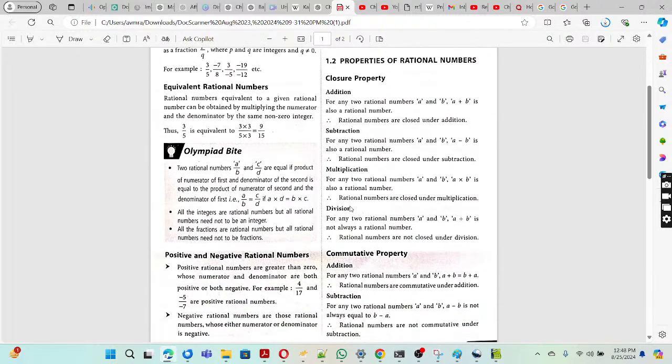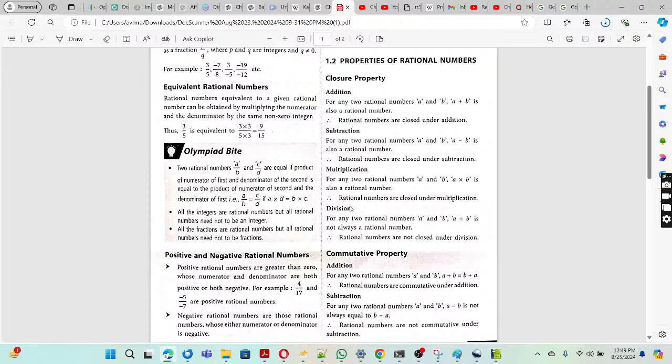Some important facts which you need to remember: two rational numbers a by b and c by d are equal if the product of the numerator of the first and the denominator of the second is equal to the product of the numerator of the second and the denominator of the first. For example, a by b equal to c by d means a into d equals b into c. You cross multiply and make it a into d equal to b into c.